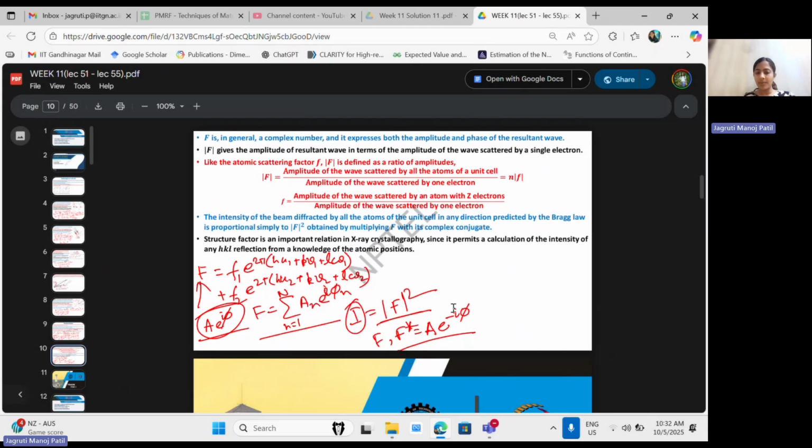Okay, so intensity is directly proportional to the square, which is a function of f and f conjugate. So if your f stands for, let's say, amplitude times cos theta plus i sin theta, then your f conjugate would be amplitude times cos theta minus i sin theta. Okay, so that's just the conjugate. Conjugating a term means you just reverse the sign of your imaginary number. I hope that's clear. Sorry, I don't have my tablet today so that I can write it, but I hope whatever I'm verbally telling would be clear to you.